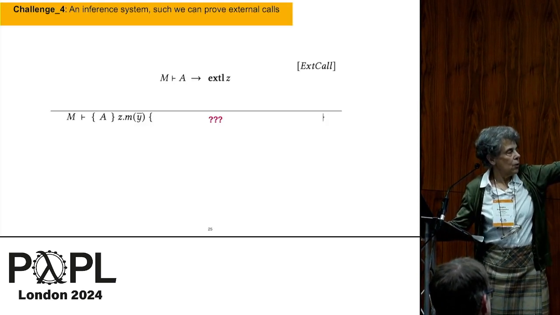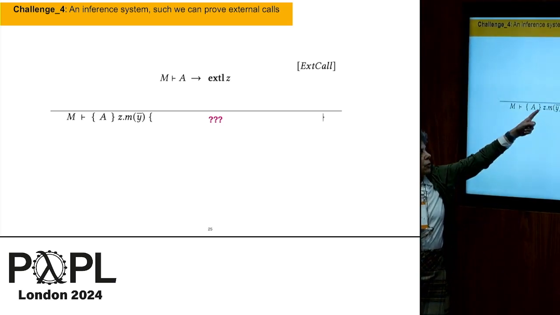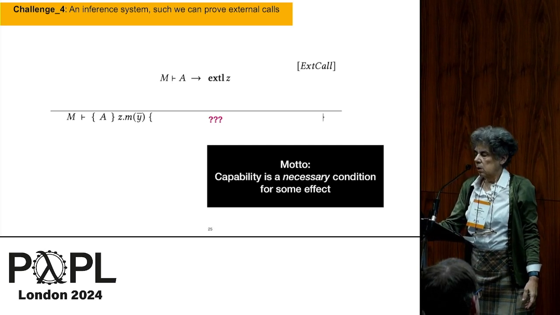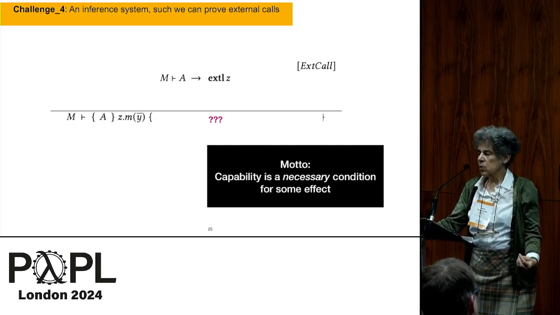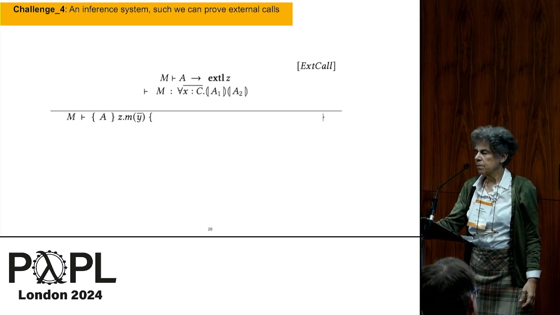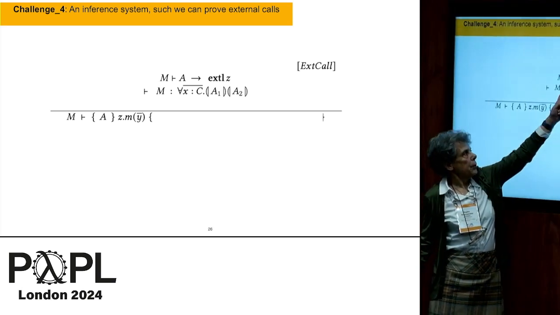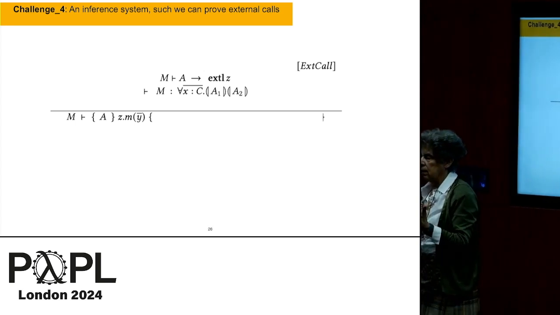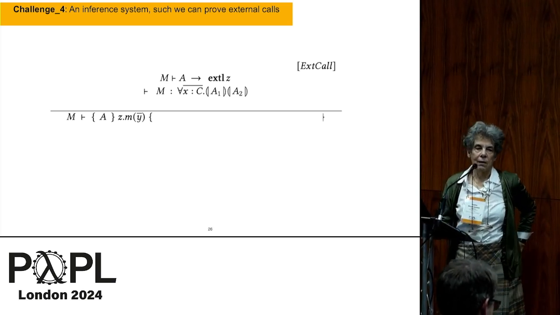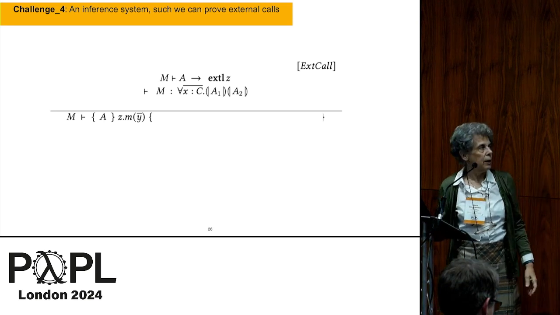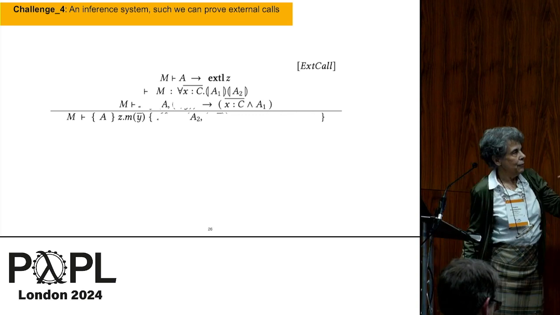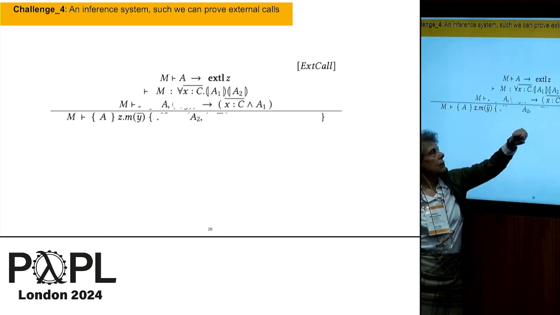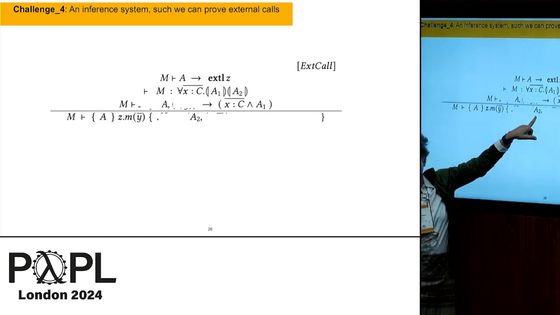So here I've got a method call where I call a function on some object Z, and I know that Z is external. What can I do? And here we have the motto that we use capabilities as a necessary condition for some effect. So if I know the specification of the module, I have made some promise about going from assertion A1 to A2. And if I know that the current state A satisfies the preconditions for this invariant, then I know that after the call, A2 will hold.